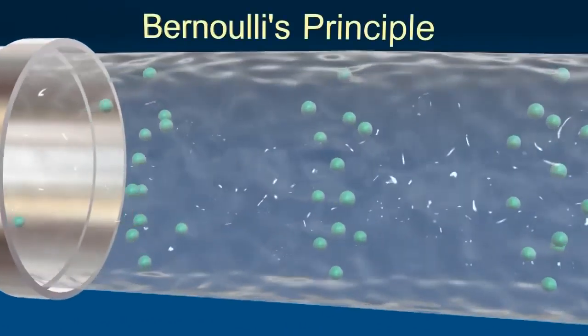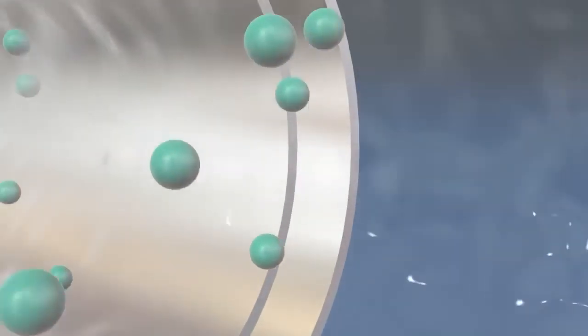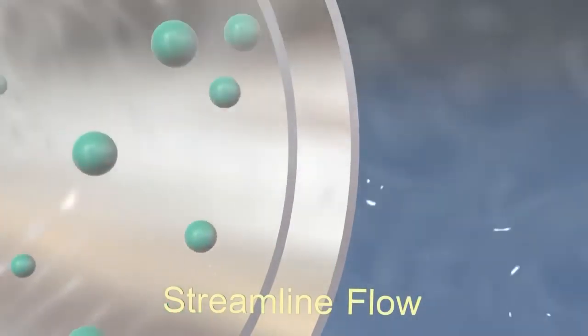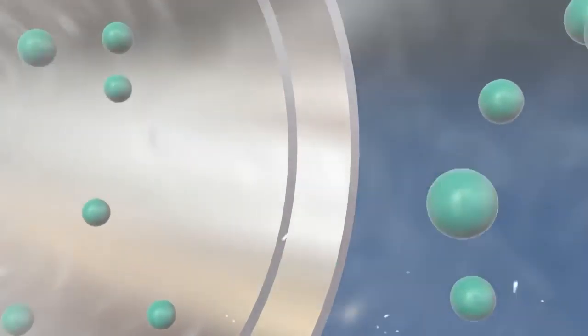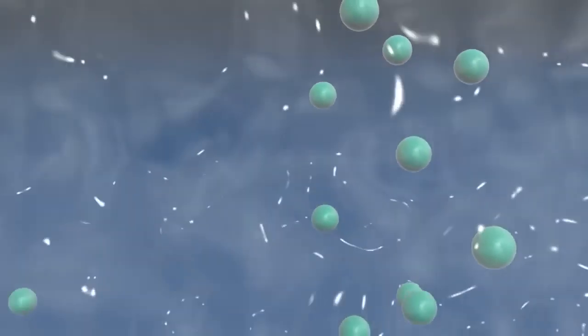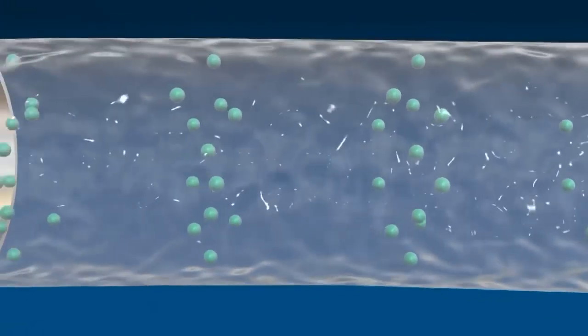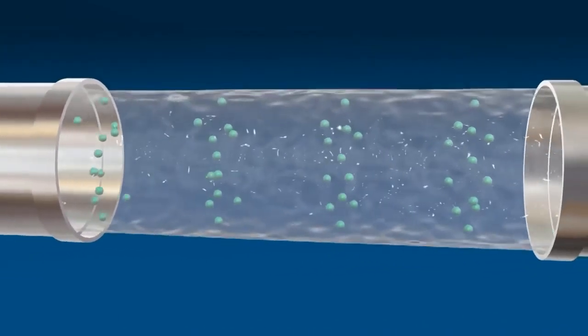Bernoulli's principle. The flow of a fluid is streamline if every particle of the fluid flows exactly the path of its preceding particle and has the same velocity as that of its preceding particle.